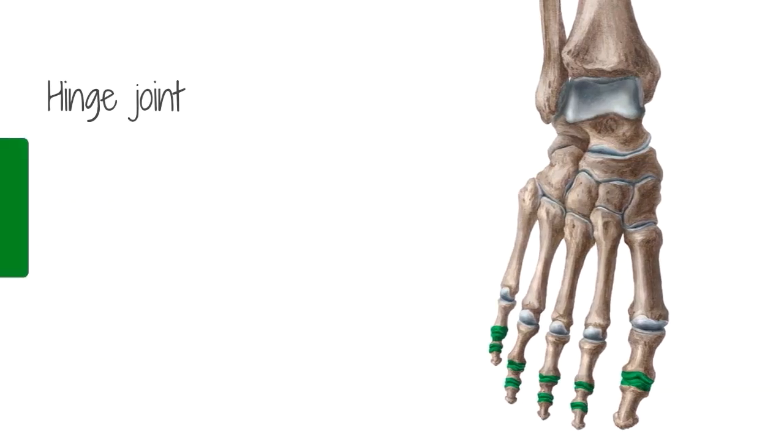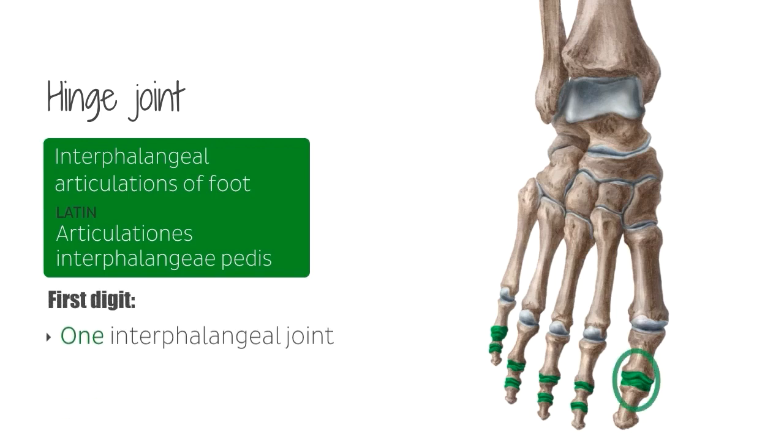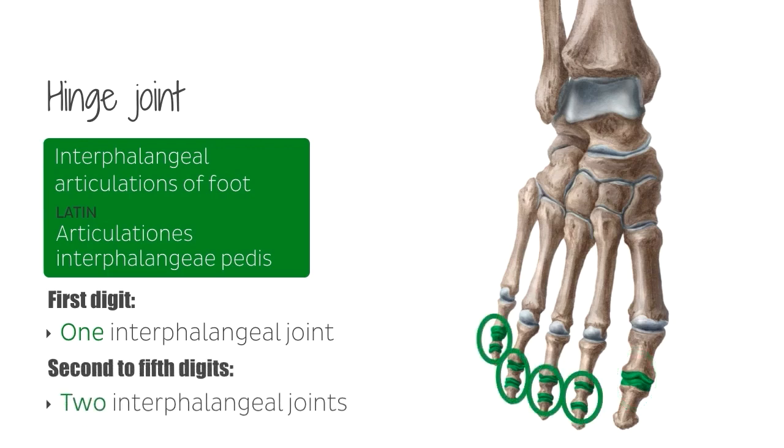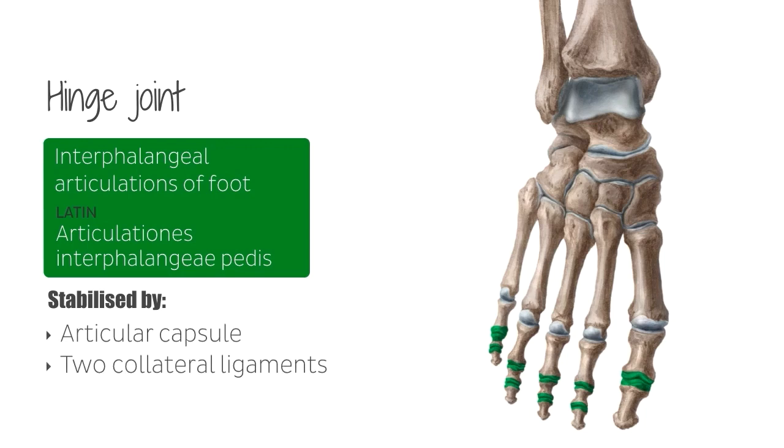Finally, the interphalangeal articulations of the foot are formed between the phalanges of the toes of the foot. The first digit, the big toe, forms only one interphalangeal joint, while the second to fifth digits form two interphalangeal joints on each digit. This is due to the fact that the big toe only possesses a proximal and distal phalanx, whereas the rest of the toes possess a proximal, middle, and distal phalanx. The interphalangeal joints are hinge-type synovial joints that are stabilized by an articular capsule and two collateral ligaments. These joints permit flexion and extension movements of the toes.